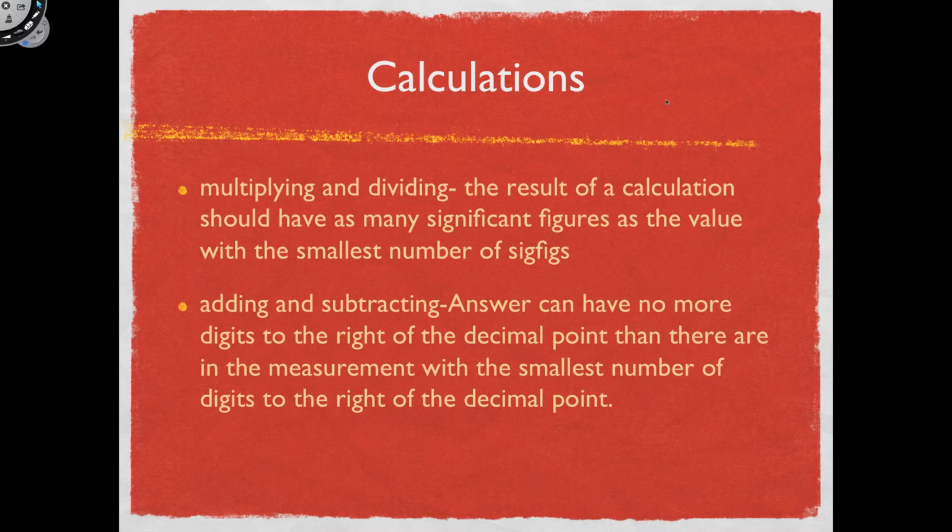For adding and subtracting, you're going to look at all the numbers you're adding or subtracting, and see how far past the decimal they go. Your answer can only go past the decimal as far as whichever one of the numbers went the least places past. So it's 2 different rules. One deals with least number of sig figs, and one deals with places past the decimal. The thinking here is that your answer cannot be any more significant or precise or accurate than the numbers you use to get it. So let's take a look at some sample problems.